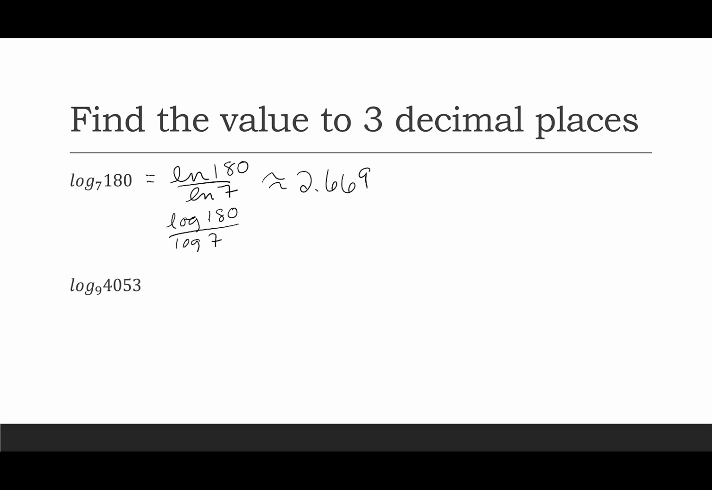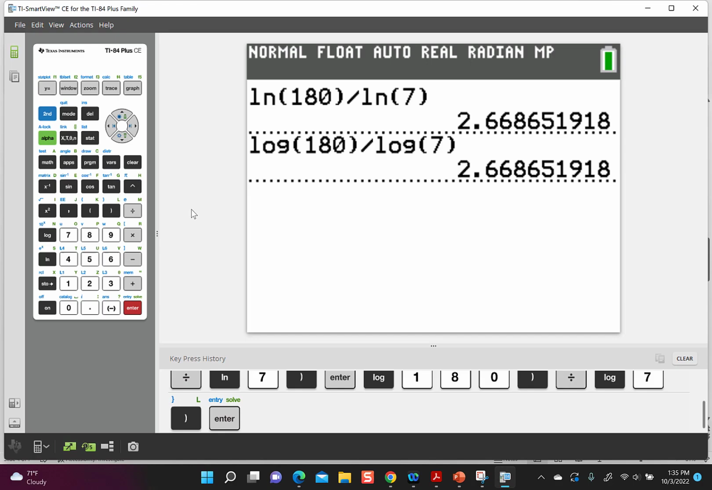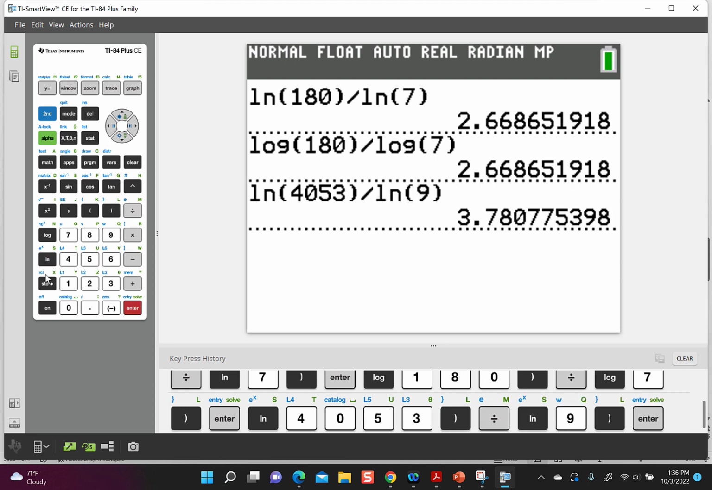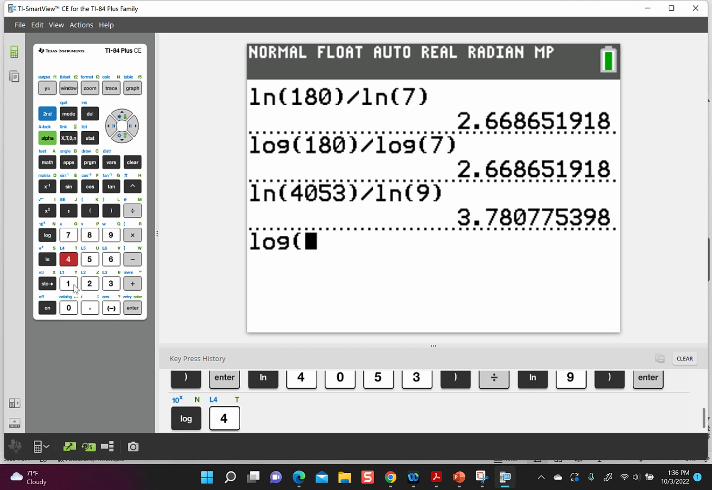Let's do it again. I have the log base 9 of 4,053, so I can do the natural log of 4,053 over the natural log of 9, or I could do the common log of 4,053 over the common log of 9. So we're back to the calculator, and I'm going to hit natural log first, 4053, divided by the natural log of 9. And as comparison, we'll do the log of 4,053 and then the log of 9.